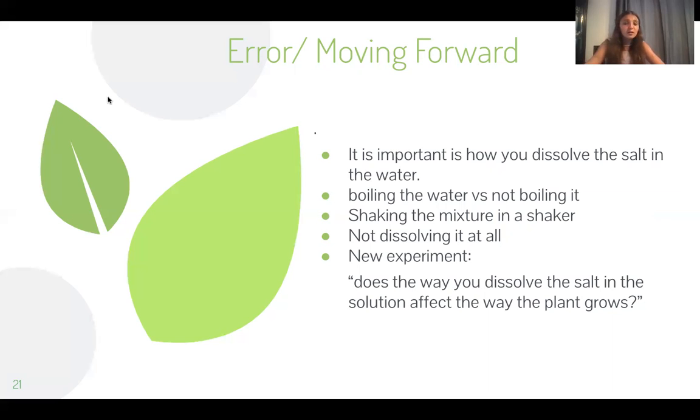Another experiment you could try is, does the way you dissolve the salt affect the way the plant grows? I definitely think that it could change it, because if you had the granules out in the mixture, I feel like it would be so much more difficult to grow the plants. Another new experiment could be testing the different kinds of road salt that you use. I chose sodium chloride because that was most commonly found, but you could have tried magnesium and all of the other ones to see how it would have affected the plant.